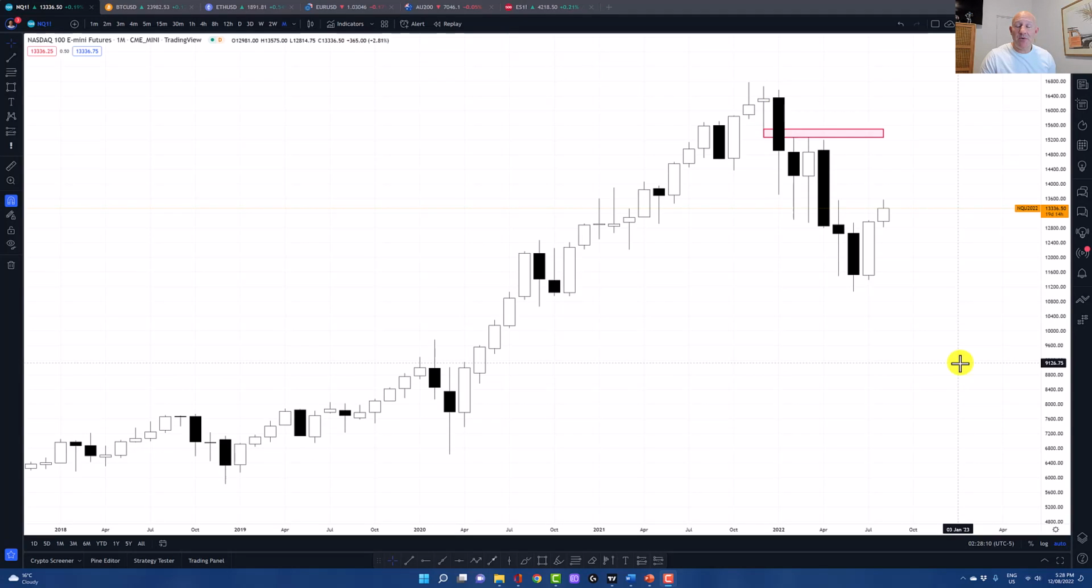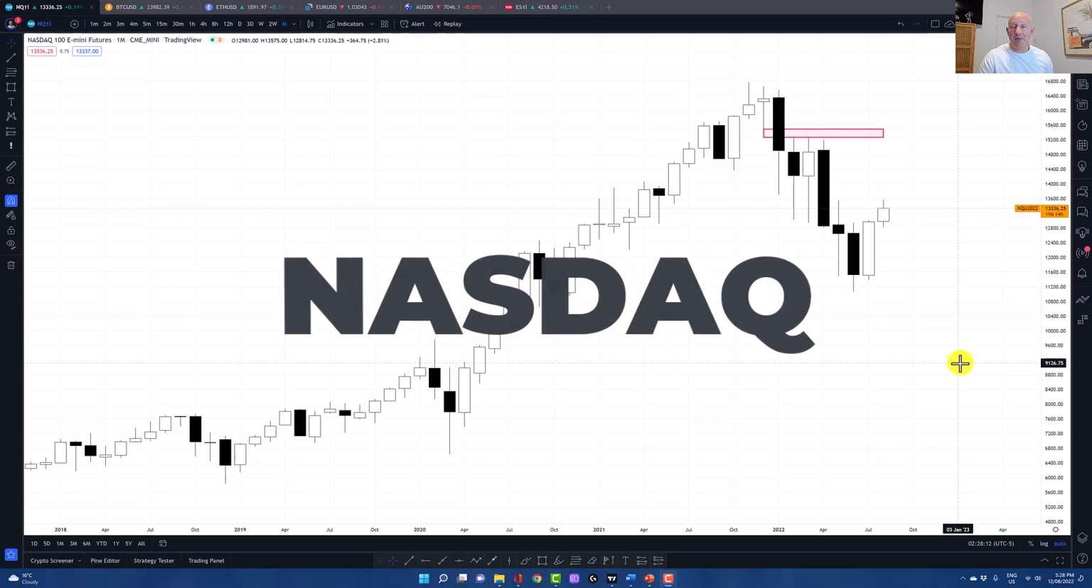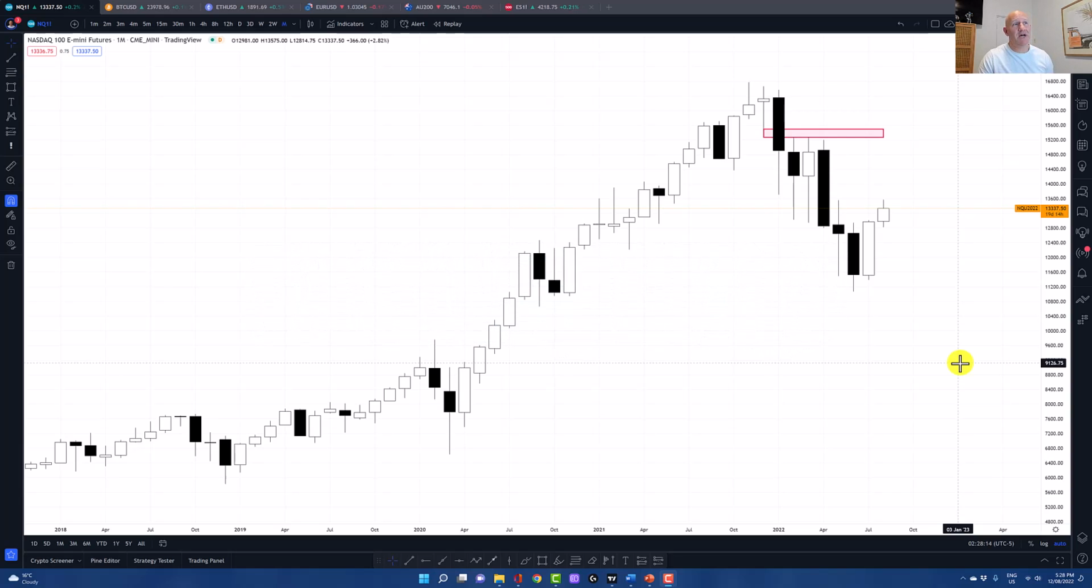So the first chart we're going to look at today is the NASDAQ, and we're going to look at the NASDAQ on the monthly chart. So on the monthly chart, this is a bearish fair value gap setup, and what I've done is on each chart, it's either going to be bullish or bearish. The bullish setups will be in blue and the bearish setups will be in pink.